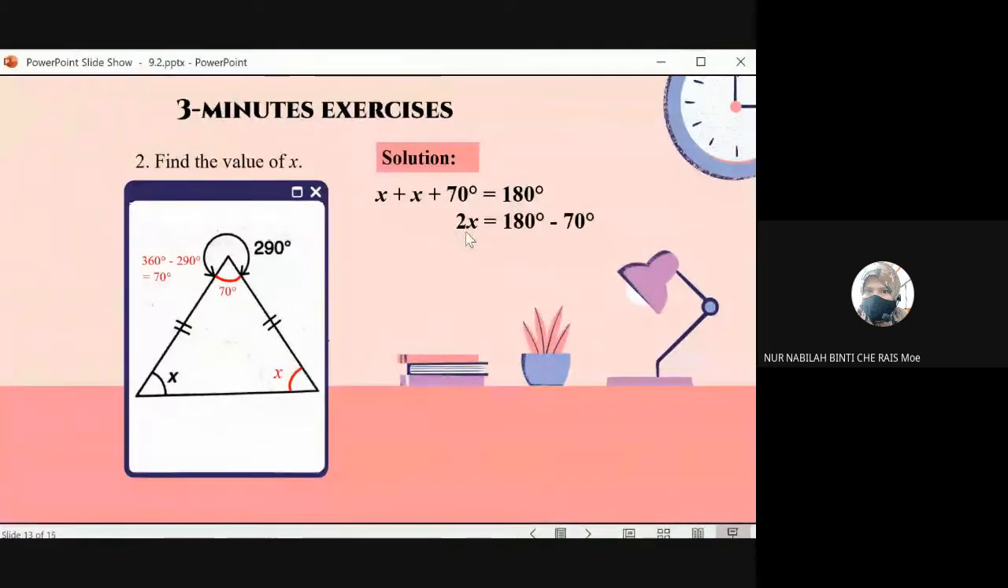Atira, Nadira, do you understand? What do you understand? Try to explain a bit. 2X equals 180 minus 70, so you get 2X equal to 110. Then you divide by 2, you get 55.